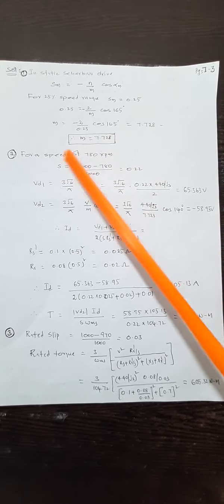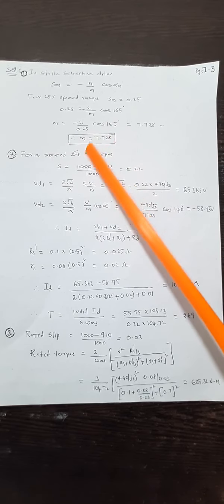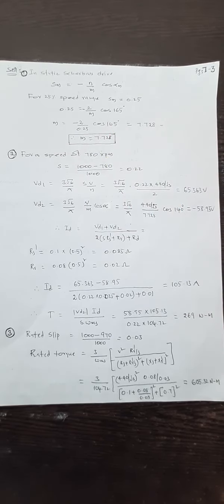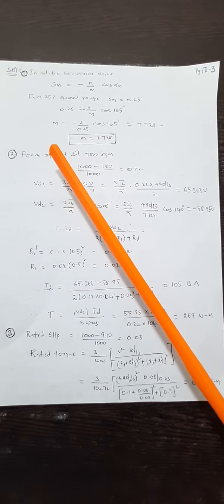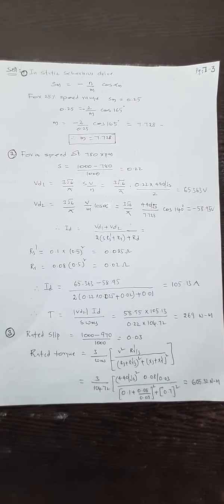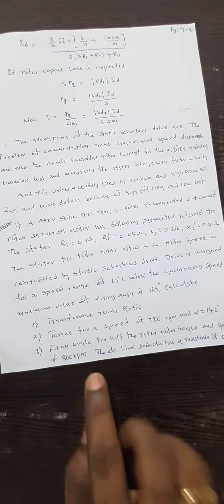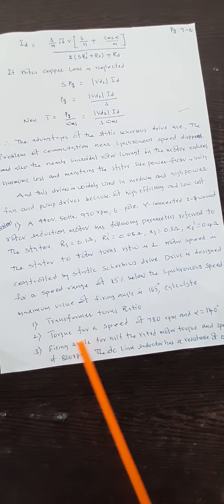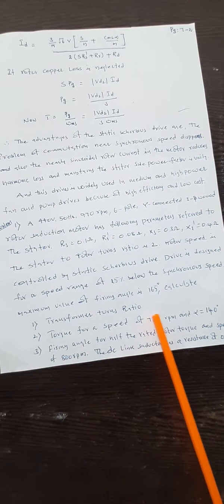So therefore the transformer turns ratio here is 1.7728. So this is bit number 1. The second one is per a speed. So the second bit is this, bit number 2 is torque per a speed of 780 rpm and alpha is equal to 140 degrees.